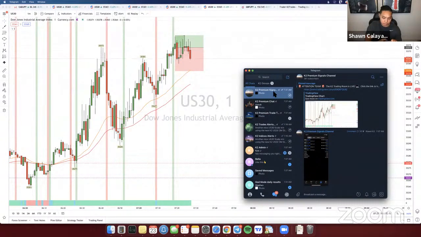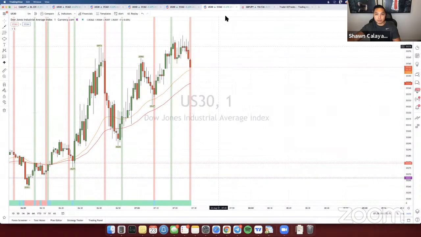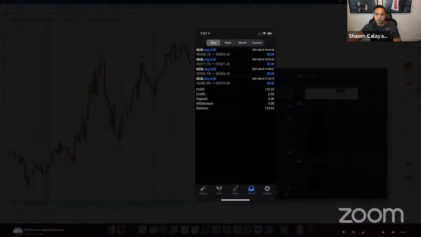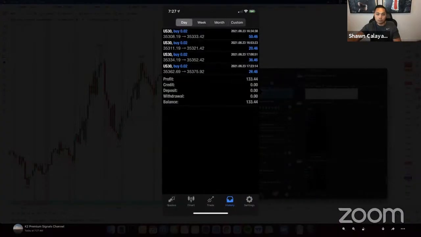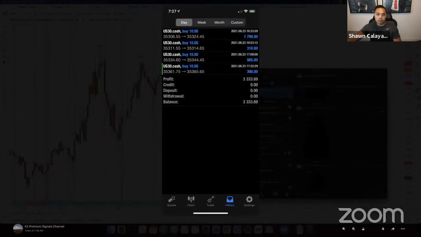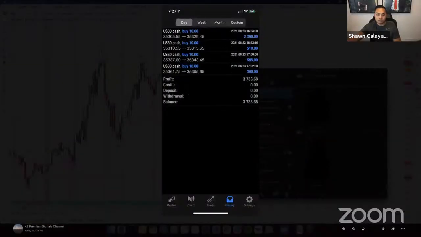There's my FTMO, and you'll see that the profits on both my FTMOs are different because of the volatility in the market right now. It's very volatile, so we're bouncing back and forth. But here's my personal account, no losses, straight wins, total of 133. Small account, but still really good. My first FTMO, I locked in a total of 3,333, straight wins, no losses. And my other FTMO, I locked in 3,733 right here.